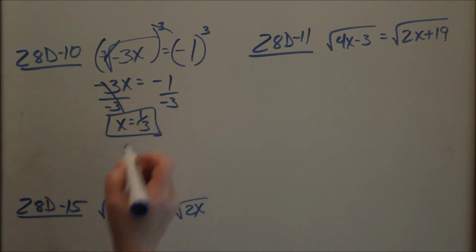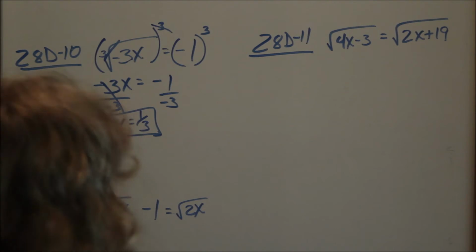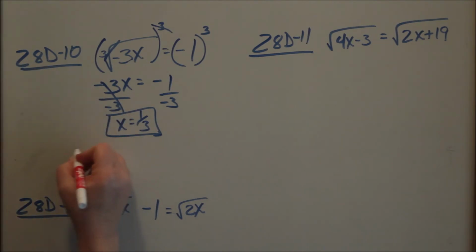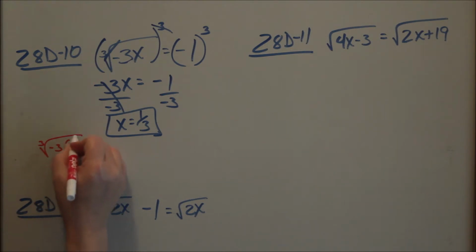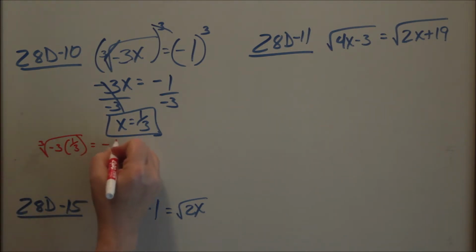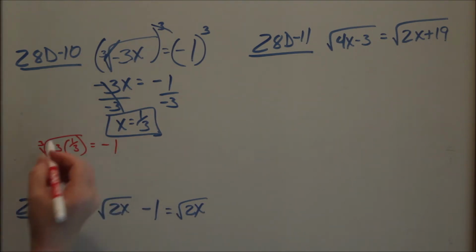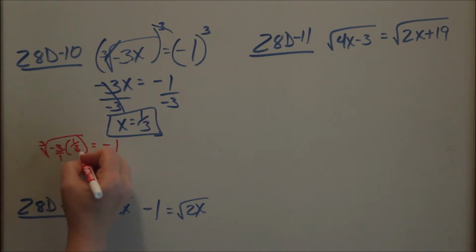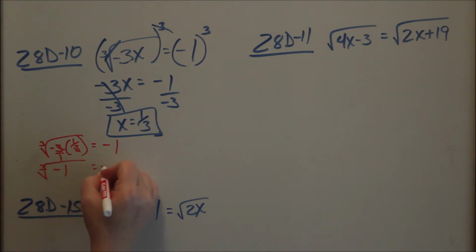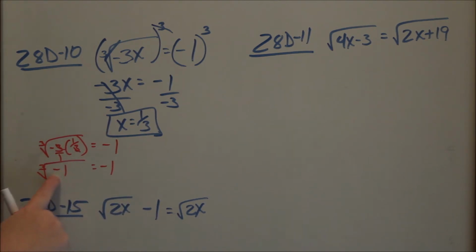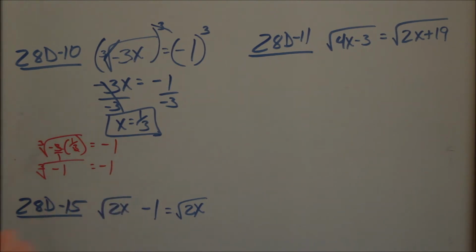I probably shouldn't be boxing these off yet until I check it. So now to check it, that would be the cube root of negative 3 times 1/3 equals negative 1. That was the original equation. So here, that's 3 over 1. Those cancel. This ends up being the cube root of negative 1 equals negative 1. This is not imaginary. Only when it's a square root is it imaginary. So, the cube root of negative 1.